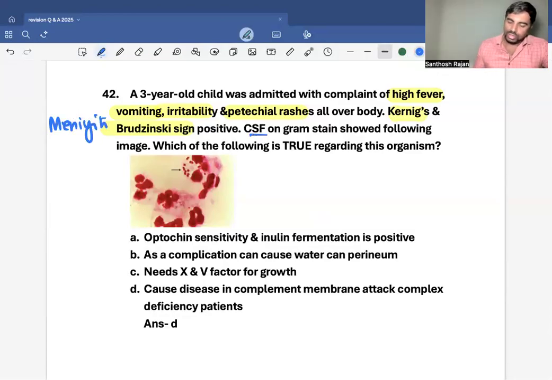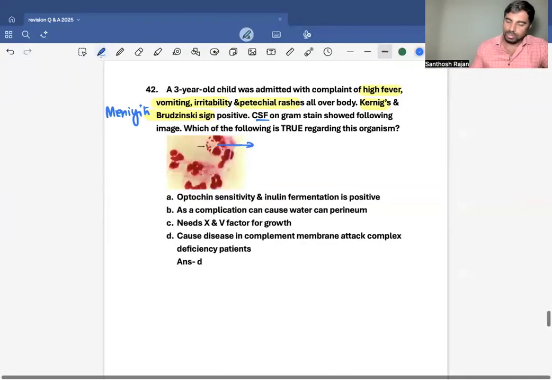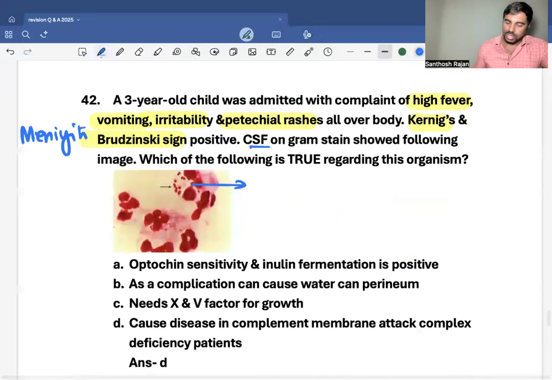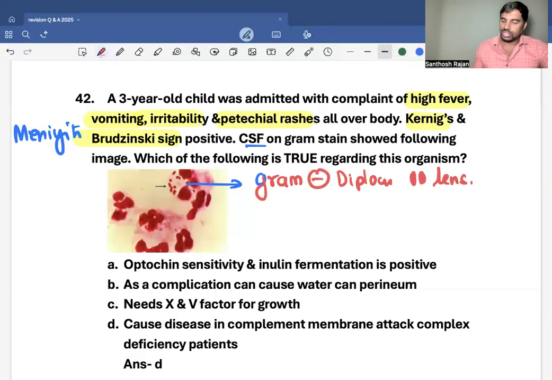Gram stain, they showed the following image. If you enlarge it, you see a diplococci. Is it gram positive diplococci, right? What you're seeing is gram negative because it's pink, red or sort of pink in color. Okay, gram negative diplococci, and it is lens shaped. Okay, lens shaped.